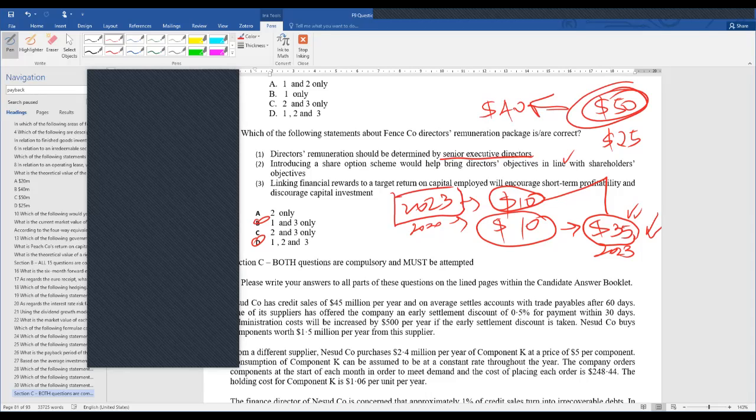Thank you. Linking financial rewards to target return on capital employed will encourage short-term profitability and discourage capital investment. Of course it will. Don't forget we have said that return on capital employed is determined by the profit, so it may end up having you pursue profit orientation as opposed to shareholder wealth maximization. Because how do you maximize the return on capital employed? By investing in projects that have more profit. Clear? Therefore, 2 and 3. So which is C, therefore?